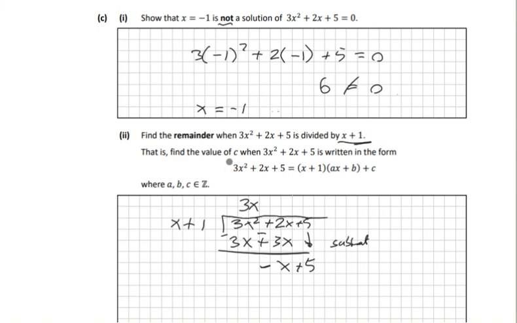Now x into minus x is minus 1. We'll multiply back and we get minus x minus 1. Subtract again and we will get a plus 6. So it's the same as the result above, and we can see that the 3x plus 1 replaces the ax plus b, and the c will be 6.